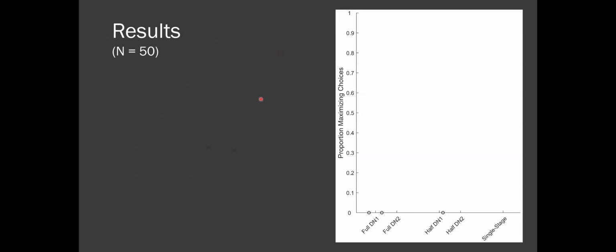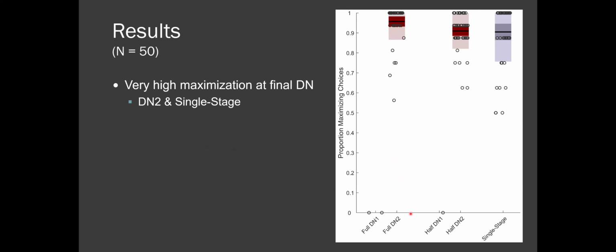So I'm showing you here results from an experiment with 50 people. I've got the proportion of choices, of maximizing choices, here on the vertical. So this is the proportion of choices that conform to the predictions of backward induction. And what you can see if we focus on decision node 2, so the final decisions that people make in the trees, we see very high levels of maximization. Each of these dots is an individual mean. The black bar is the group mean, and you see that people are maximizing at greater than 90%.